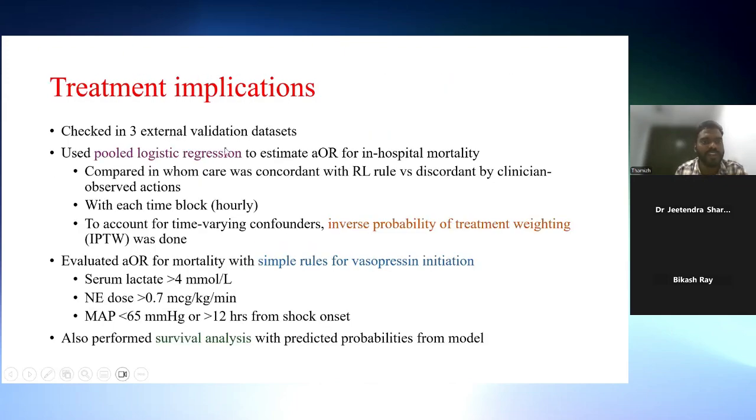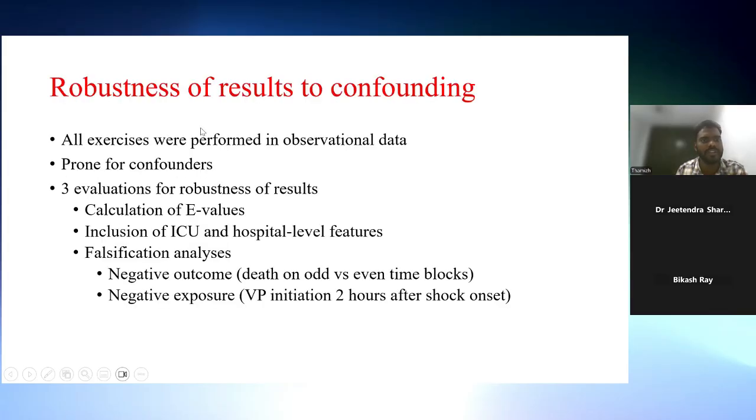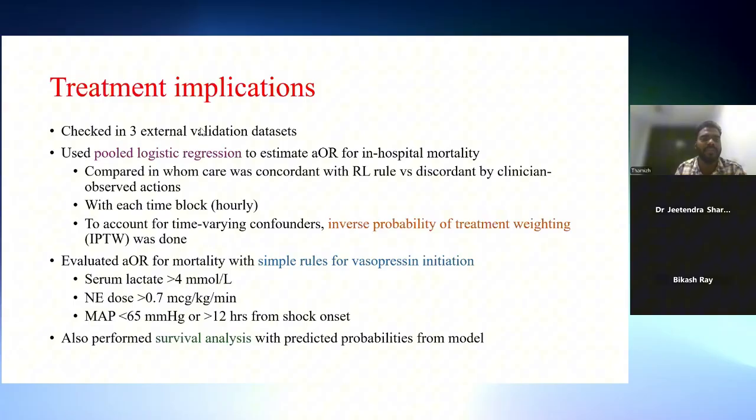So coming to treatment implications. I'll just be explaining what analysis they did initially, and the results will be displayed later. In the treatment implication, they checked it in the 3 external validation sets. Here they have used pooled logistic regression to estimate the adjusted odds ratio for in-hospital mortality.